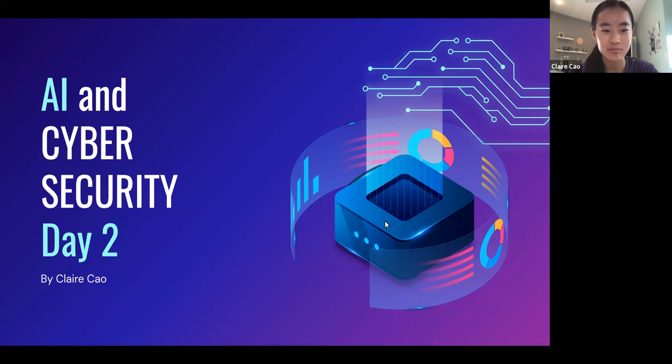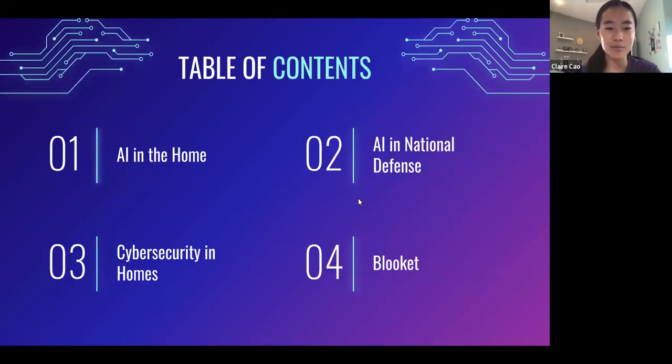So let's get started. This is what we're going to be talking about today. First, AI in our homes and how AI is used. Then cybersecurity in our homes, and AI and national defense. And today we're going to be playing a Blue-Kit instead of a Kahoot. If anyone knows what Blue-Kit is, that's cool. It's pretty fun. Okay, let's get started.